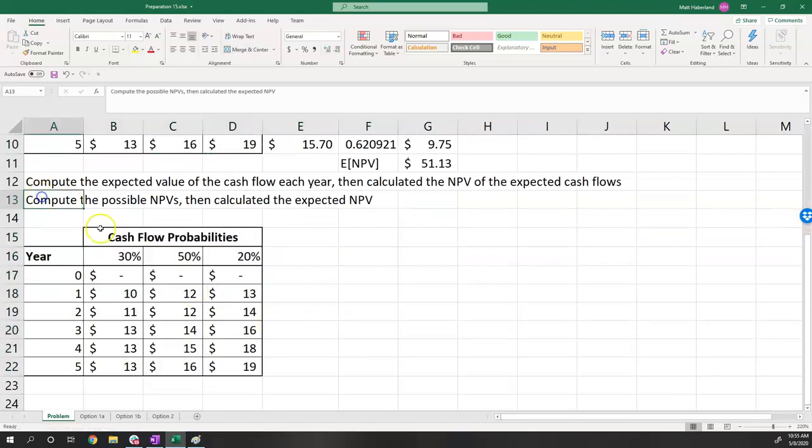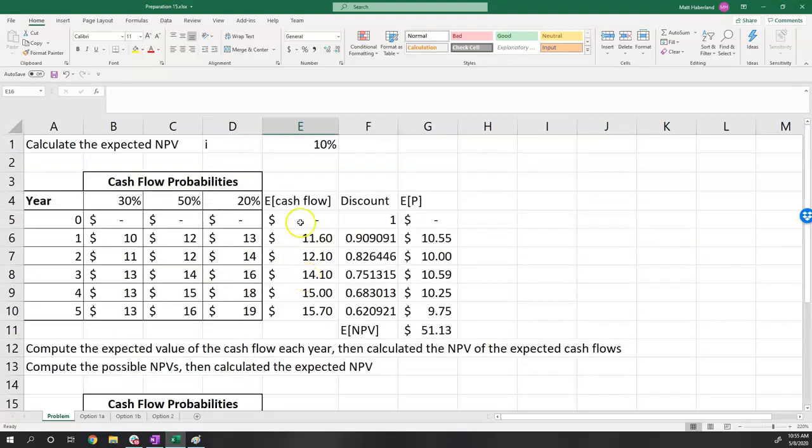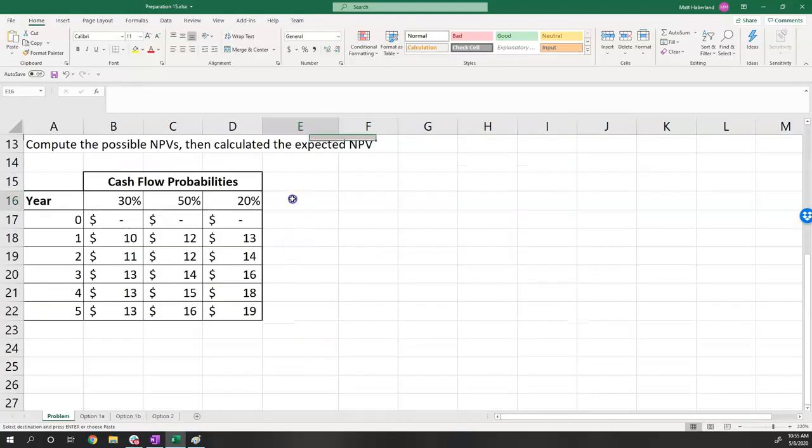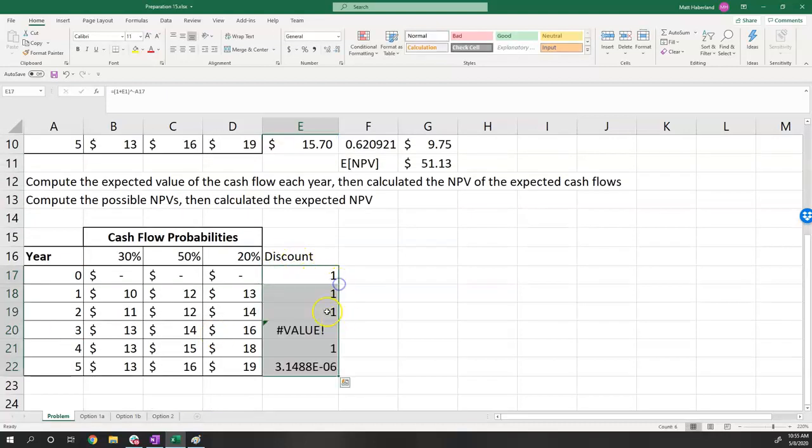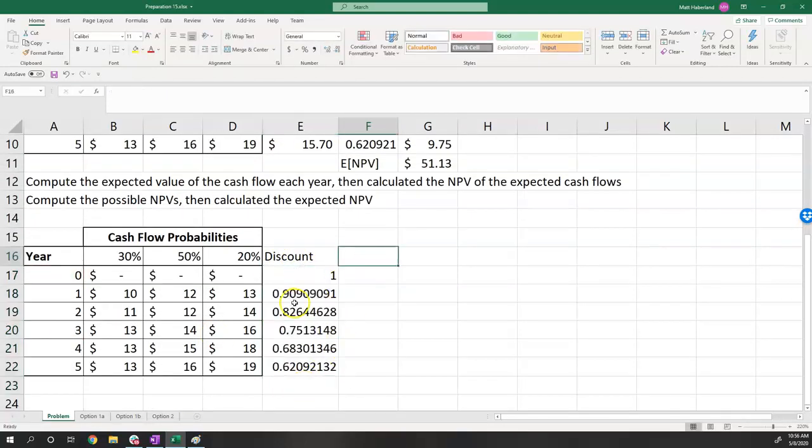So let's see how we can get it in a different way. The other way that we can do it is we can compute the possible net present values, then calculate the expected net present value. So let's calculate all 3 possible net present values. So I'm going to get my discount factor. I'll put that over here. Let's just create it again. Discount.